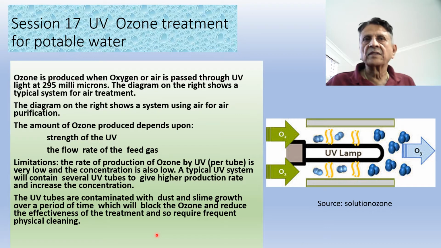The issue is when air passes through the lamp, it contains dust, slime, etc., and it may coat the side of the lamp and block the UV coming into the air to convert the oxygen to ozone. So it is necessary to very frequently clean the surface of the lamp to ensure it is totally clean.